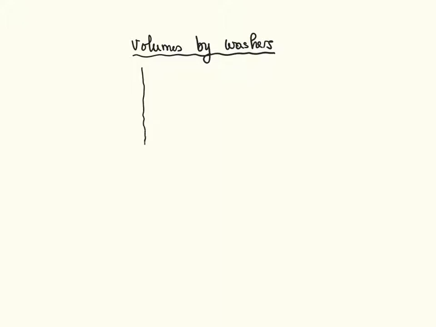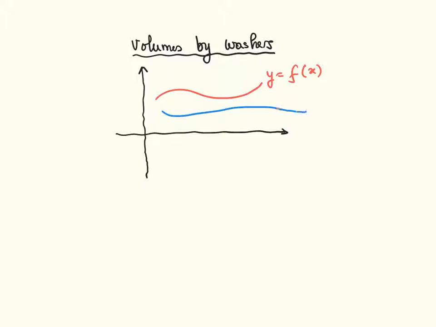Consider two functions f and g whose graphs are given here, y equal f of x, and a second function, let's say y equal g of x. And we consider the region between these two curves from a value x equal to a here to x equal to b, let's say here.